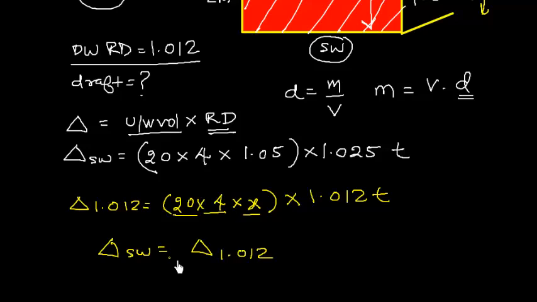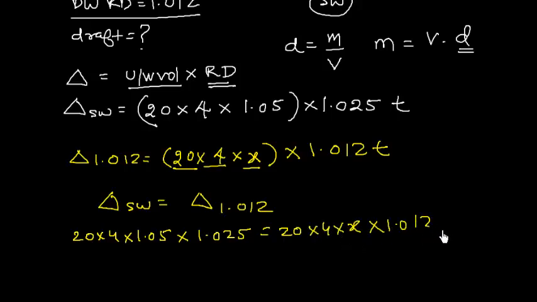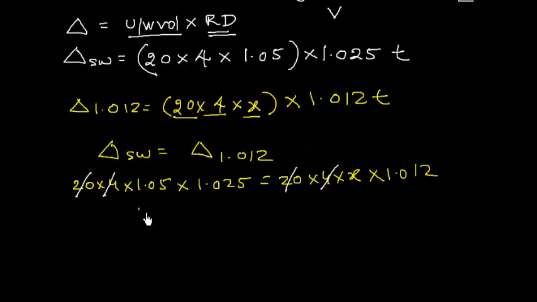Well, the displacement in salt water is equal to displacement in dock water. We didn't load anything, we didn't discharge anything, so the displacement is going to remain the same. Or simply we can write like this, 20 into 4 into 1.05 into 1.025 is equal to 20 into 4 into x into 1.012. So all we have to do is just cancel this. So what we get is 1.05 multiplied by 1.025 is equal to x into 1.012.